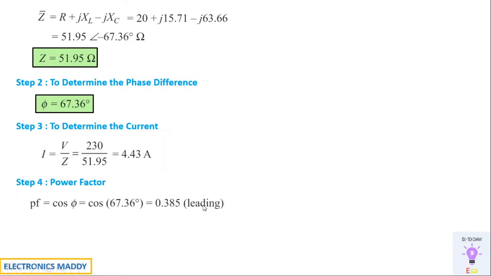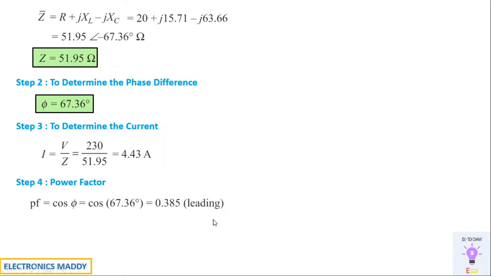So why is it called leading power factor? A very important observation here: the angle of Z is negative, so whenever the angle of Z is negative, we say it is leading power factor, and whenever the angle of Z is positive, it is lagging power factor. So a very important observation to be noted here. With respect to the angle of Z, we can find out whether it is leading or lagging, or there are other ways as well. But we'll only focus on this in this particular problem.